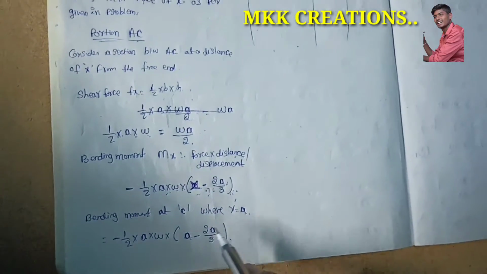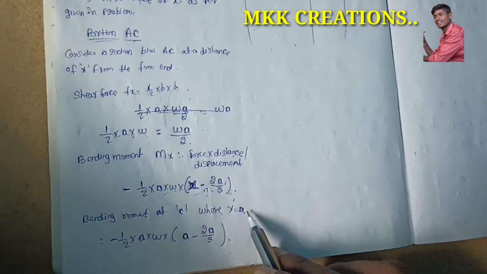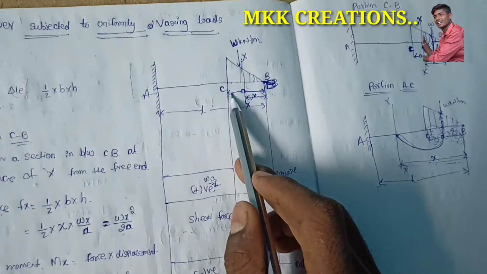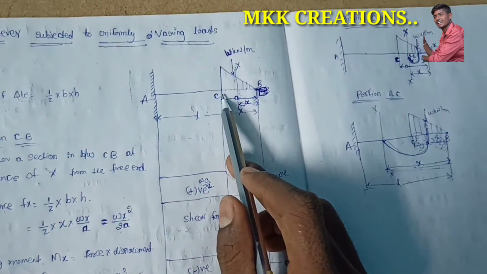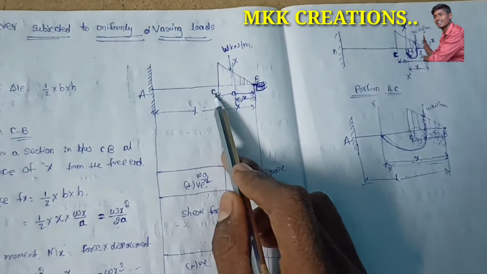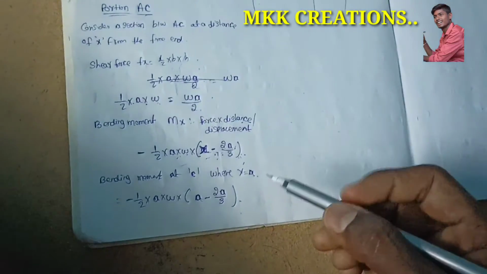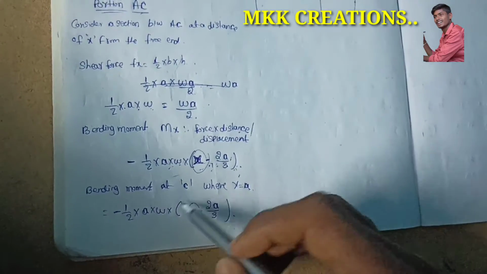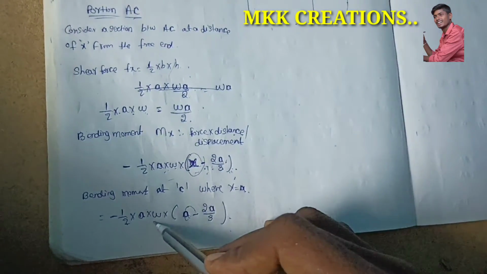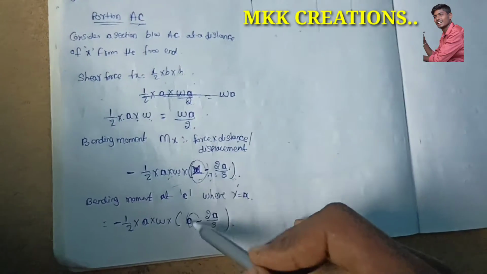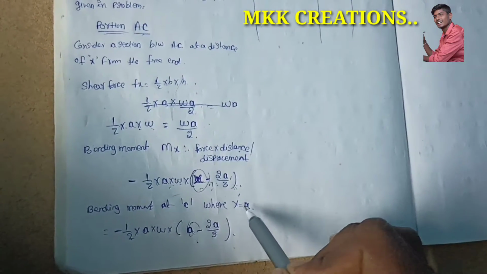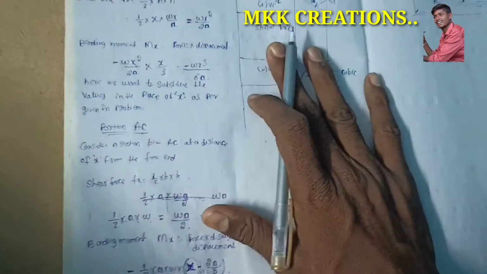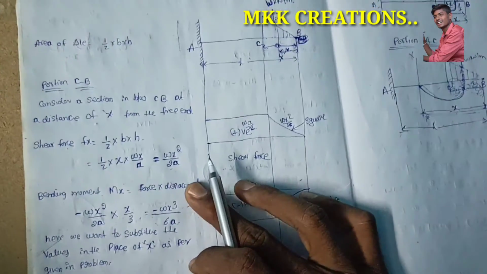Next, bending moment at C, where exactly x is equal to a. The same here, C, where x is a. That means bending moment at point C, where exactly x is equal to a. There is no change at all, except in the place of x we will place a here. Half into a into w, in the place of x, a. Why? Because he has given where x is equal to a, minus 2a by 3. So this is a theory problem.